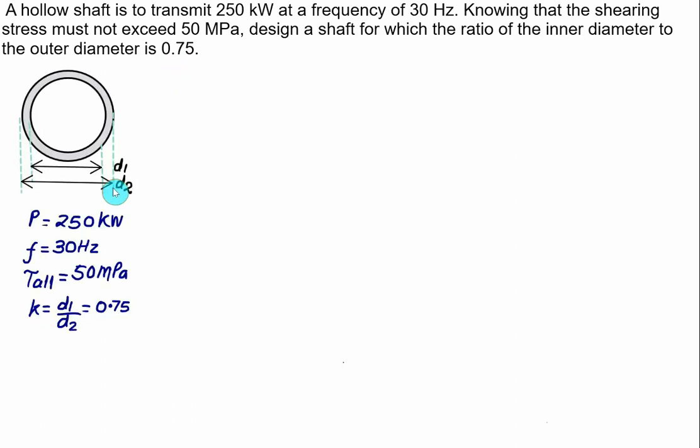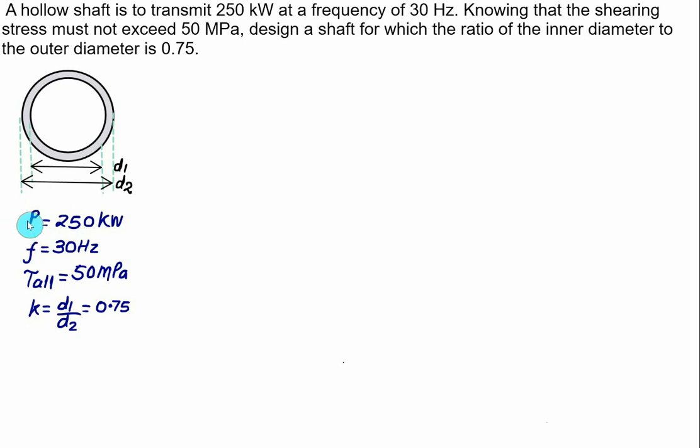So this time we have been given a hollow shaft, and we have power equal to 250 kilowatt, frequency f equal to 30 Hz, allowable shear stress equal to 50, and the value of K is 0.75, which is d1 by d2. Here d2 represents the outer diameter and d1 represents the inner diameter. We have to calculate both values, and we have been given this data.